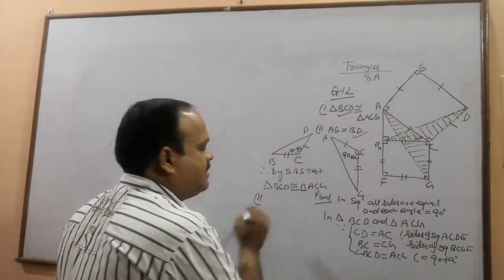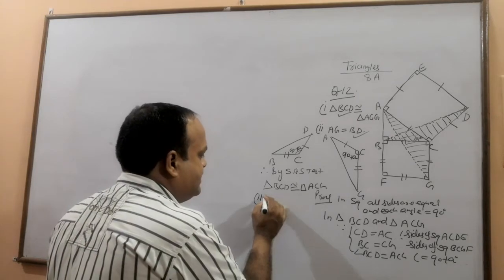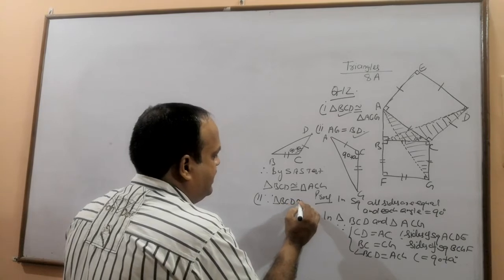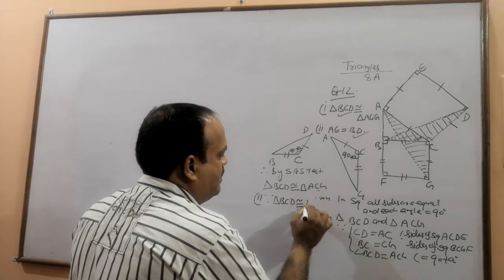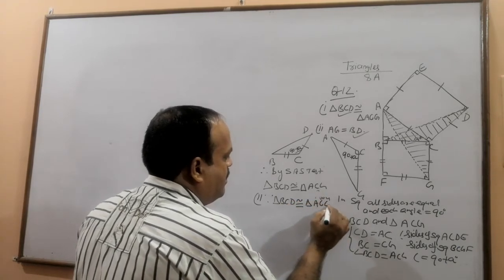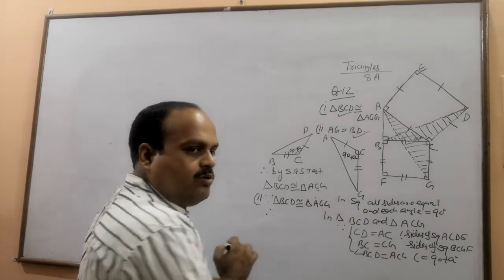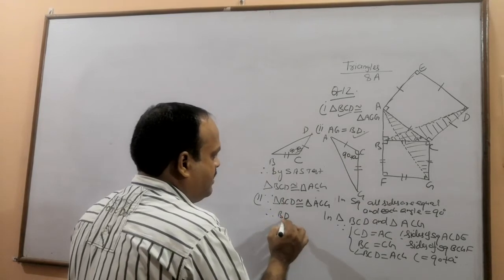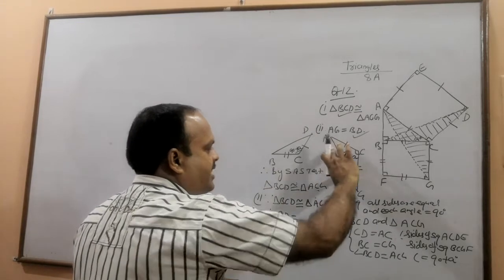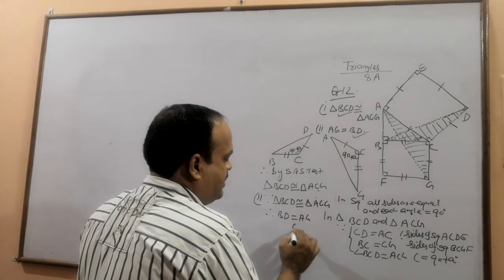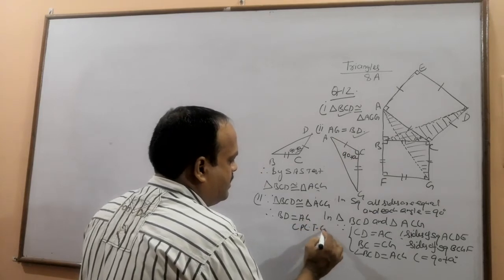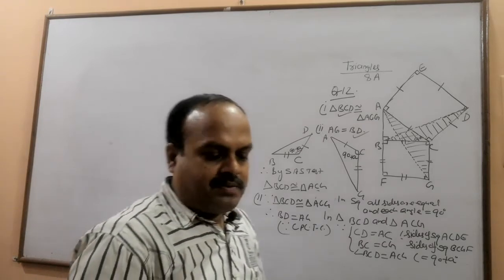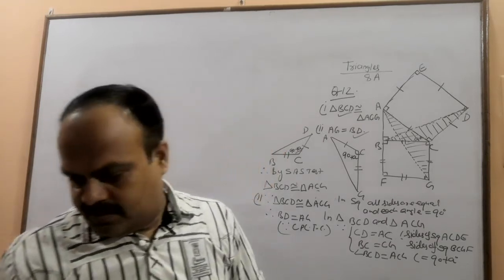So, to prove the second part, we will write: since triangle BCD is congruent to triangle ACG, therefore BD equals AG, since CPCTC, corresponding parts of congruent triangles are congruent.